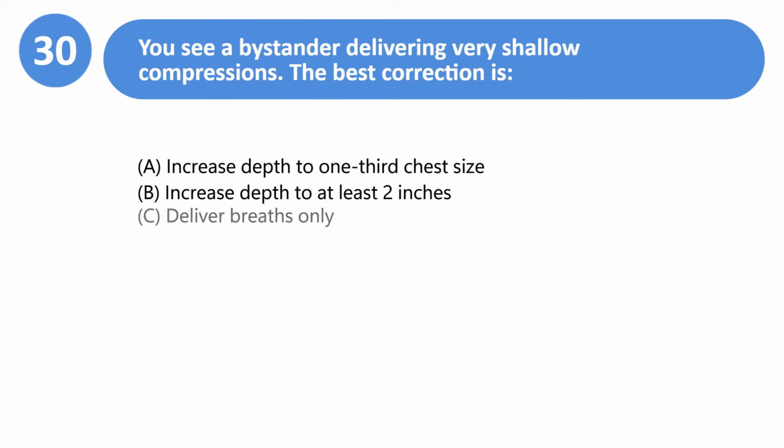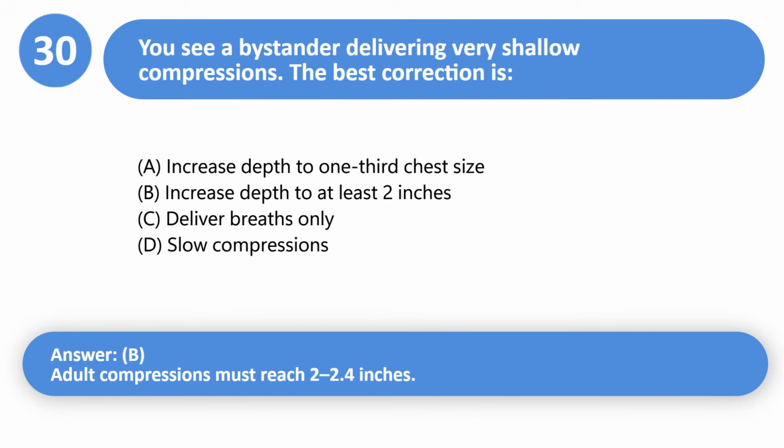You see a bystander delivering very shallow compressions. The best correction is: A. Increase depth to 1/3 chest size. B. Increase depth to at least 2 inches. C. Deliver breaths only. D. Slow compressions. Answer, B. Adult compressions must reach 2 to 2.4 inches.